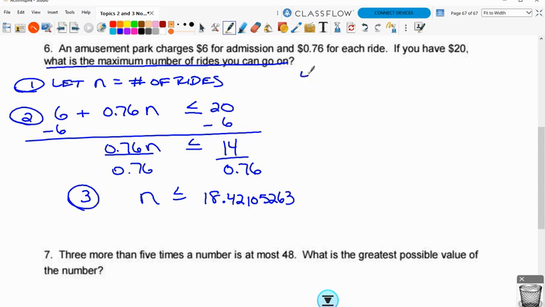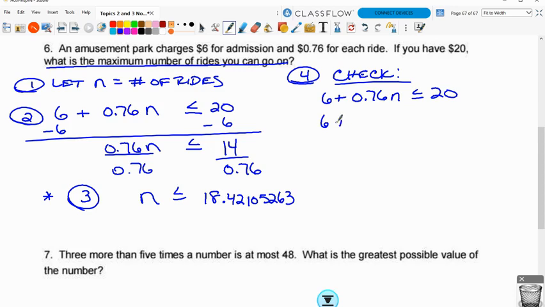Now we're going to pick a value for our check. Step 4 is the check. The original inequality said 6 plus 76/100 n had to be less than or equal to 20. Now again, look at your answer here in step number 3. You can't go on 18.4210 and so on number of rides. You have to go on a whole number of rides that's less than or equal to that long decimal. And so what we're going to do is use the number 18. 18 is less than or equal to that decimal.